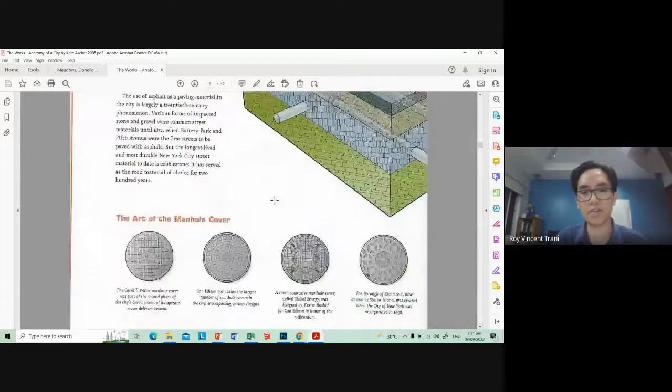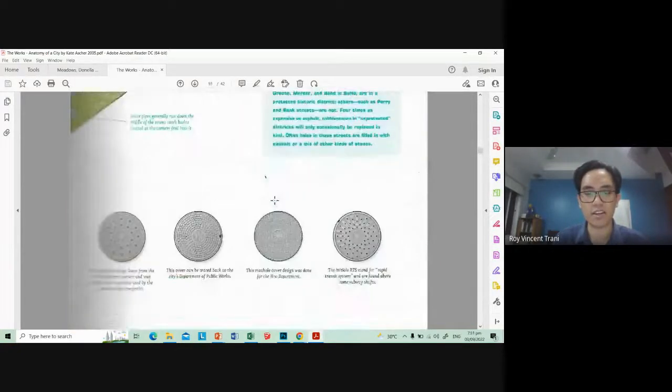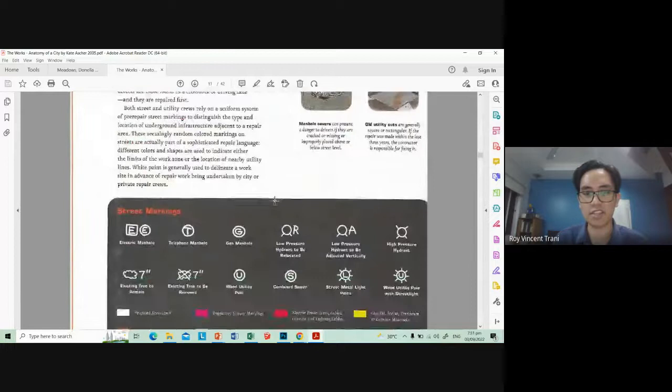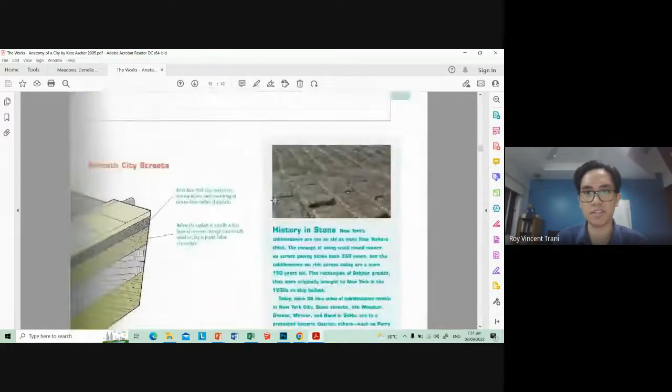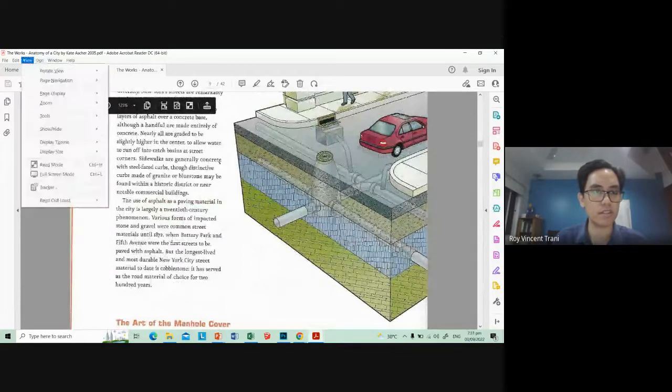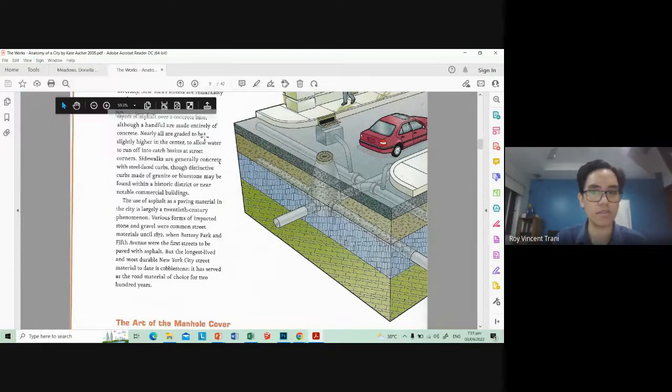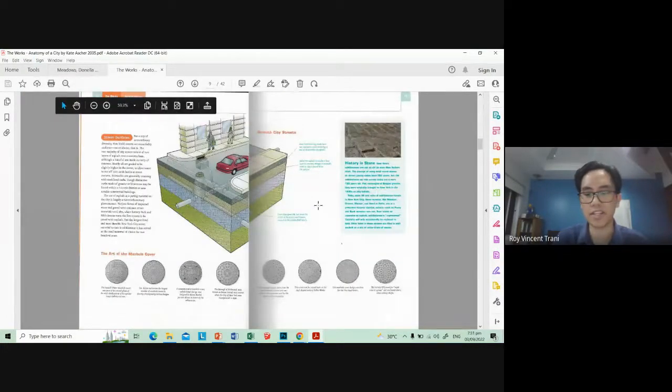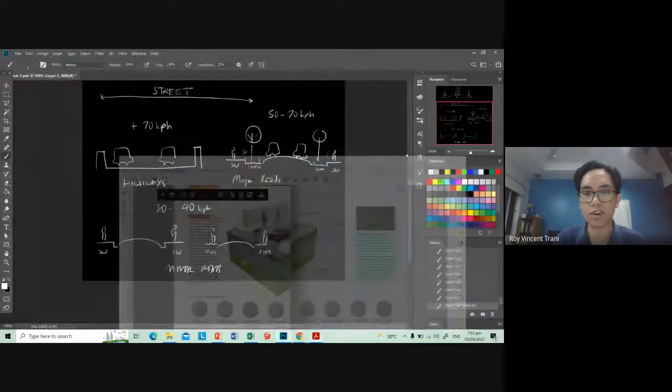But what I really want to highlight here are the utilities underneath the streets. Oh, sorry, I think that was the image there. View 2 pages. Display. Here we go. Okay, it's a bit cropped, but I can just draw it over here.